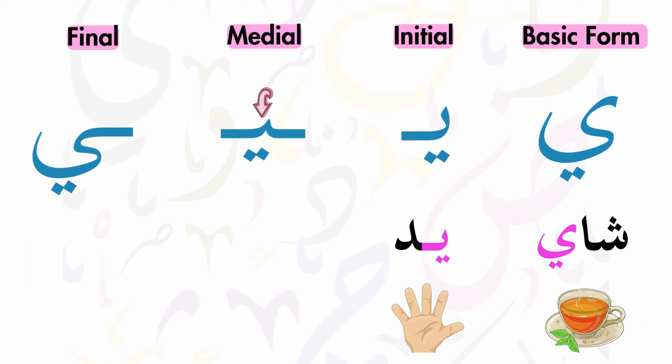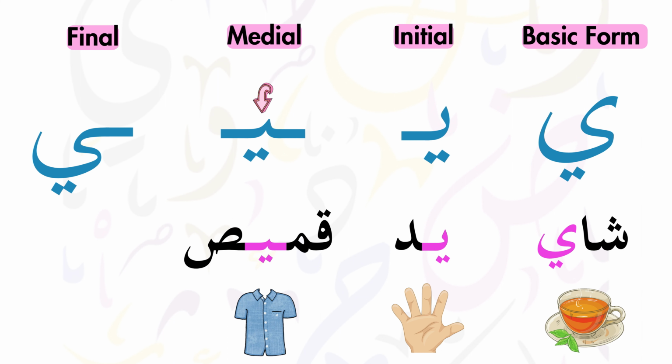Then, the third form is the medial one, which comes in the middle of the word with two hands from the right and the left, as in the word qamis, which means shirt. Then, the last form is the final form, which is similar to the basic, but it has one hand from the right, as in the word sabi, which means boy.